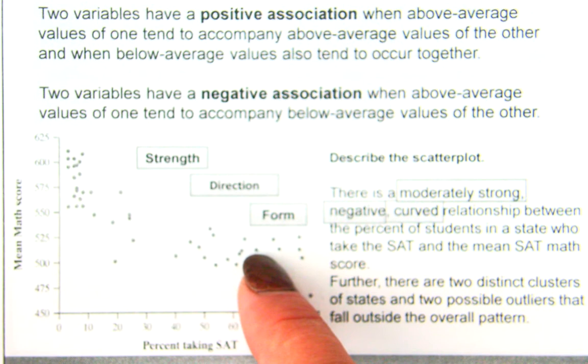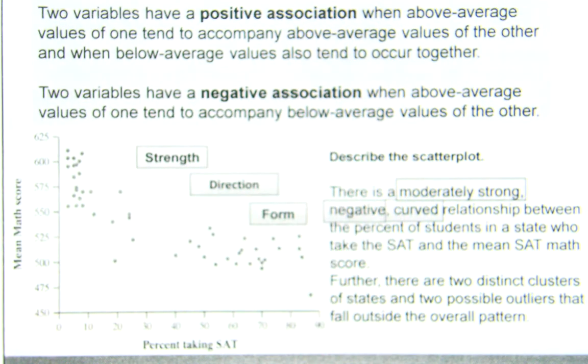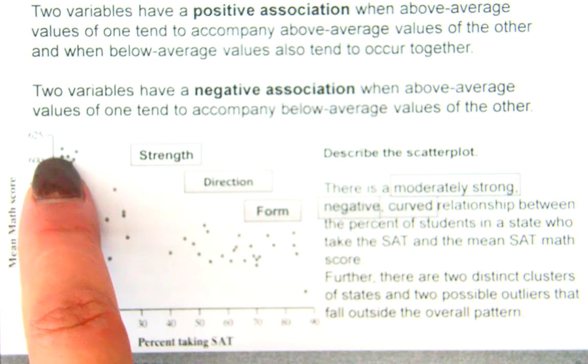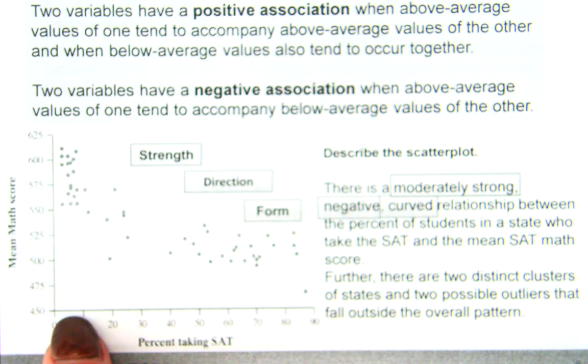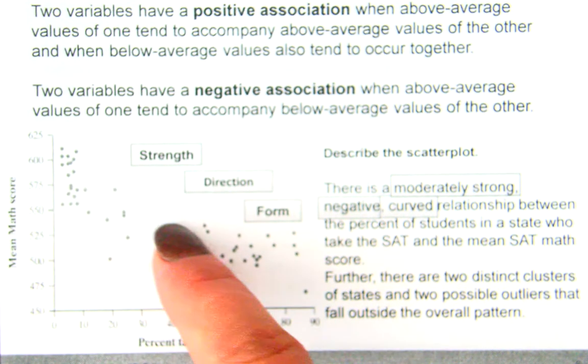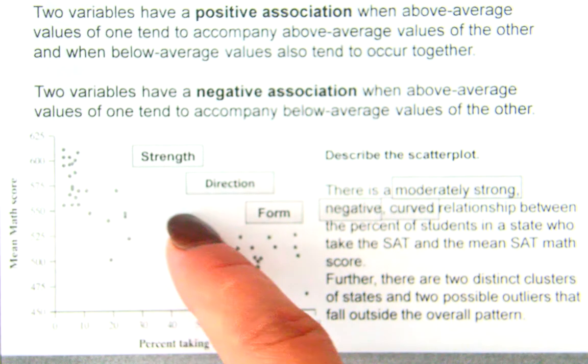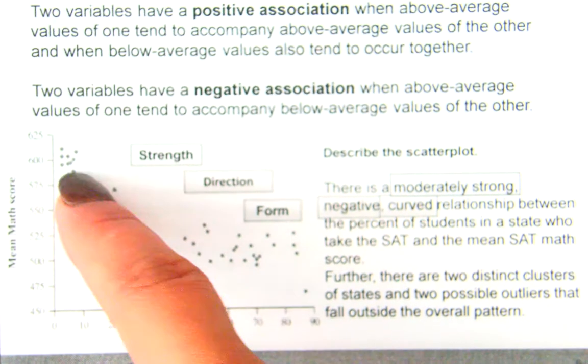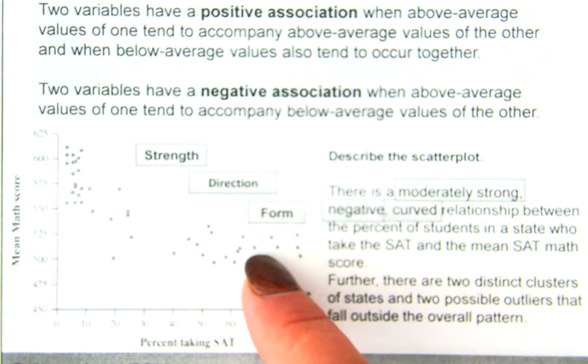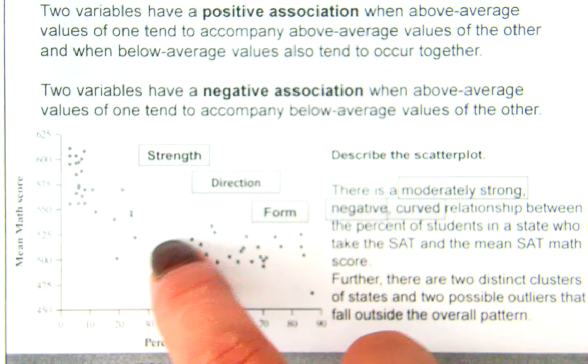Okay. When it's a negative association, above average values of one tend to accompany below average values of the other. So this one would have a negative association because as the values here are really high, the values here are really low. So think of a slope a little bit, that would help. You have a negative type of association between these values, right? If you had a positive association, it would basically just go the other way.